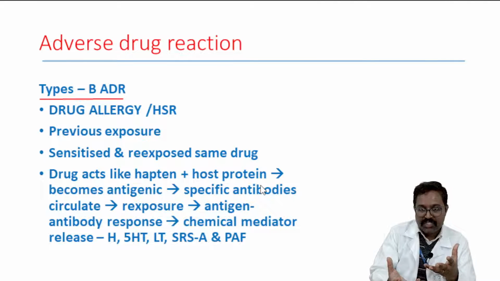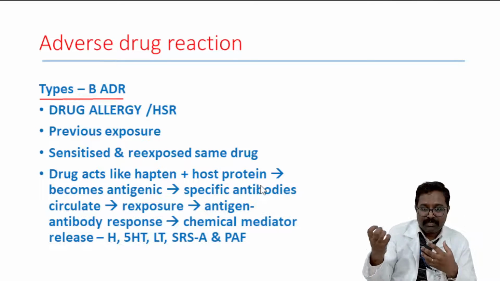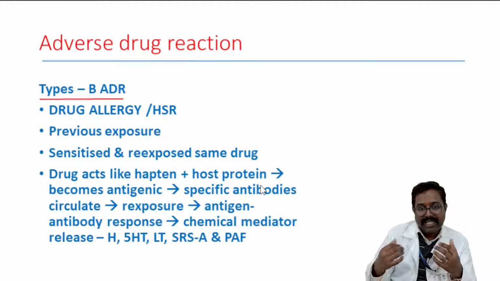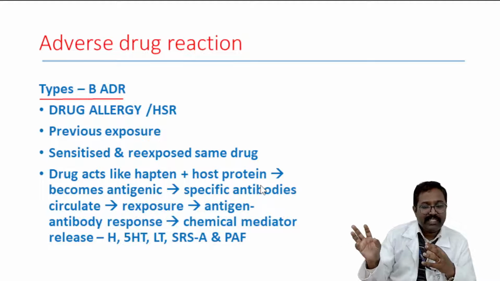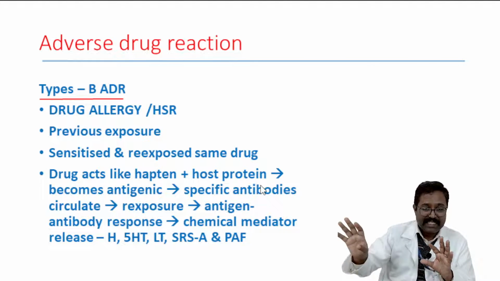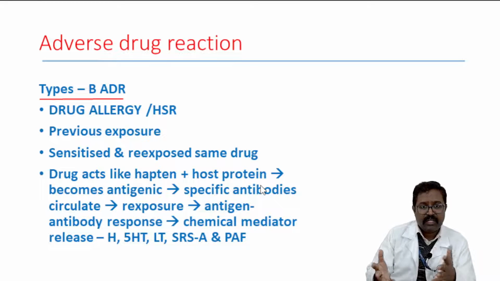The drug acts as a hapten and combines with the host protein to become antigenic, and these antigens will cause antibody production. It will evoke the antibody stimulus from the B cells, and the specific antibodies to that particular antigen will be released and circulate. So again, when you administer the same drug, there will be re-exposure of the same drug. Already the antibodies are present in the circulation. This leads to antigen-antibody responses, leading to the release of chemical mediators like histamine, serotonin, leukotriene, SRS-A, and platelet activating factors, which are the inflammatory mediators.